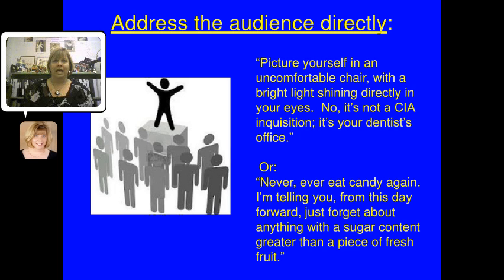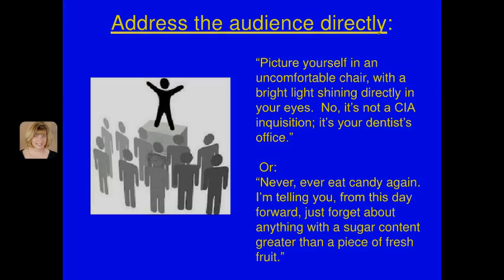So you could begin your dentist story by something like, "Picture yourself in an uncomfortable chair with a bright light shining directly in your eyes." And by doing that, you're telling the audience what to do, and they automatically start to engage in the story that you're going to tell. Or something like, "Never, ever, ever eat candy again. I'm telling you, from this day forward, just forget about anything with a sugar content greater than a piece of fresh fruit." So again, that direct method of address can sometimes really grab and hook an audience for your story.